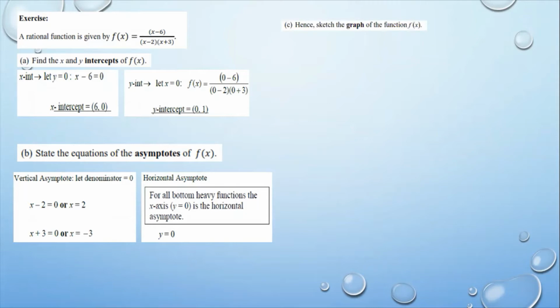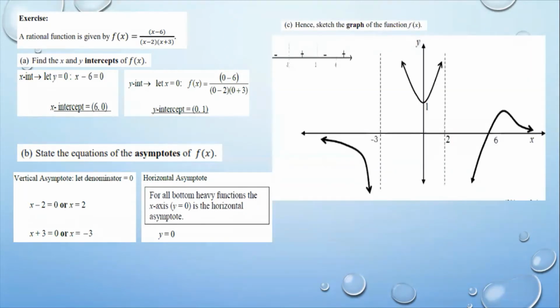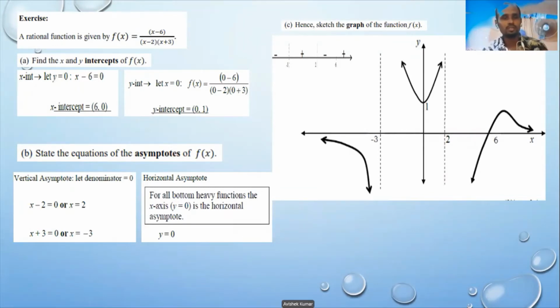Okay, to sketch the graph, you can see this is the graph that we came up with after finding all the x-intercepts, y-intercept, and the asymptotes. Now, how did we draw this graph? For example, the x-intercept is 6, 0, so you can see I have highlighted the x value of 6. This is the point where I put 6 comma 0. And then the y-intercept is 1, so it is here, 0 comma 1.